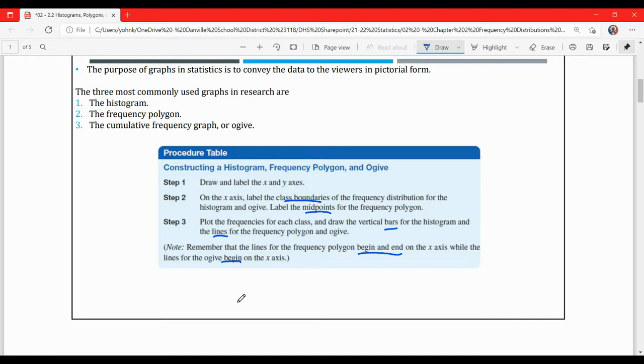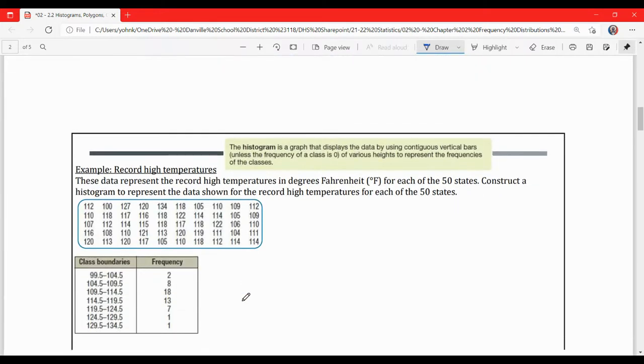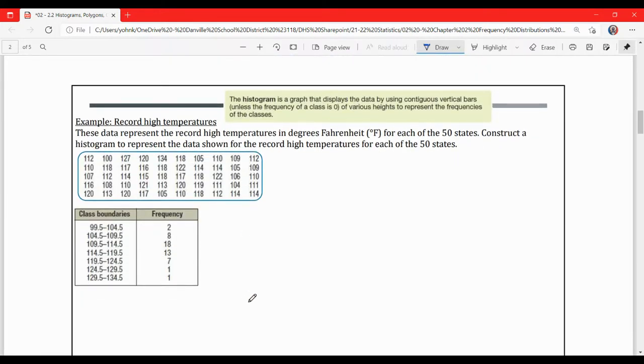So this table right here is a very good summary for what I'm about to show you. So the first thing is called a histogram. It's a graph that displays the data by using contiguous vertical bars. By the way, contiguous means touching. Unless the frequency of a class is 0, and then we just have a blank spot. And we use bars of various heights to represent the frequencies of the classes.